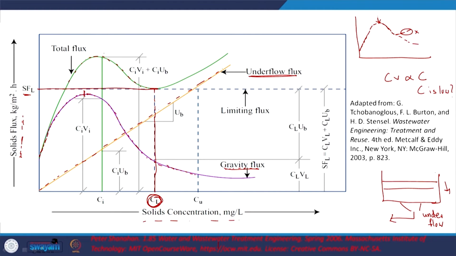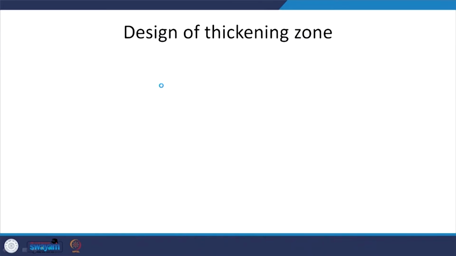So, if we look at this particular point or this particular concentration, what do we see? There are two aspects of the total flux, one is due to the underflow, that is what we have here, the other one is due to this particular gravity flux, which is this particular part, I guess. Yes, so that is something to keep in mind. So, the total flux will be one due to the underflow, one due to the gravity flux. So, that is something to keep in mind, and from this figure at this particular point you will have the limiting flux, right. So, let us move on.